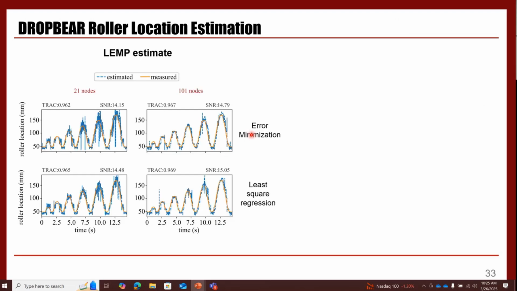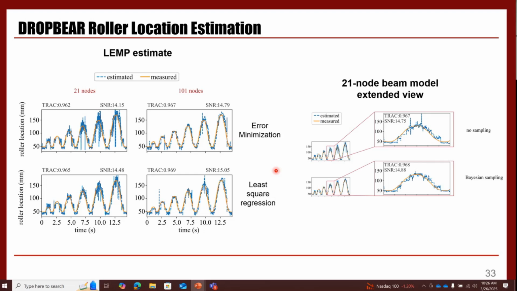Now, we also know that if we increase the number of nodes, we have better estimation. So we increased the node count from 21 upward, and we can see that we have even better estimation as the number of nodes increases for both comparison techniques.